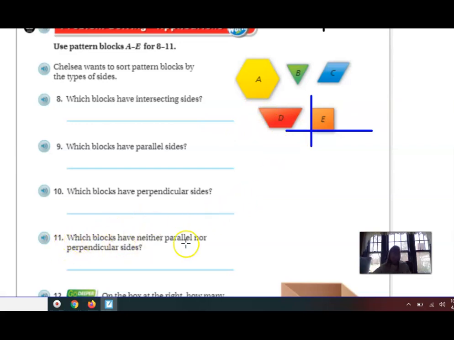And the last one says which blocks have neither parallel nor perpendicular sides. So no sides like this and no perpendicular like this. And hopefully you see that that would be B. No parallel, no perpendicular 90-degree angles.